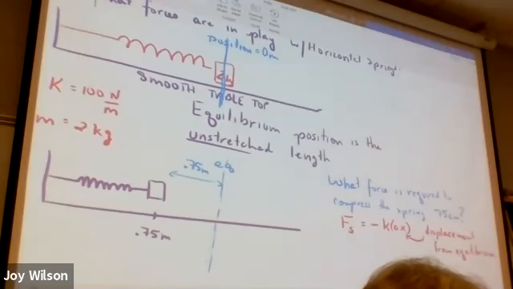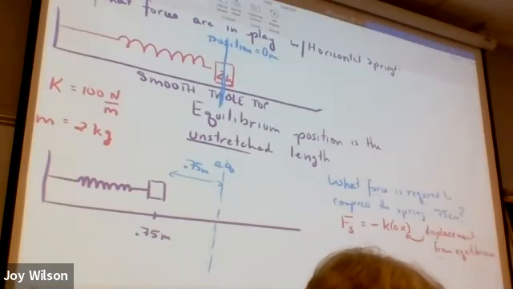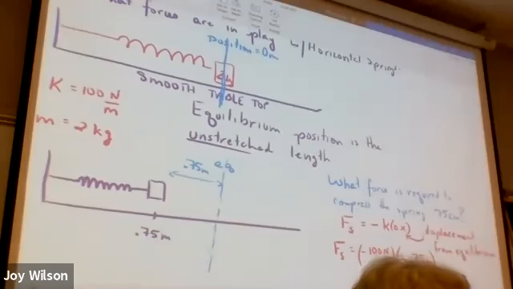Well, which way have I moved my spring in this case? I have moved my spring, this would be 100 newtons per meter, and this would be 0.75 meters. Why did I put a negative in front of the 0.75?